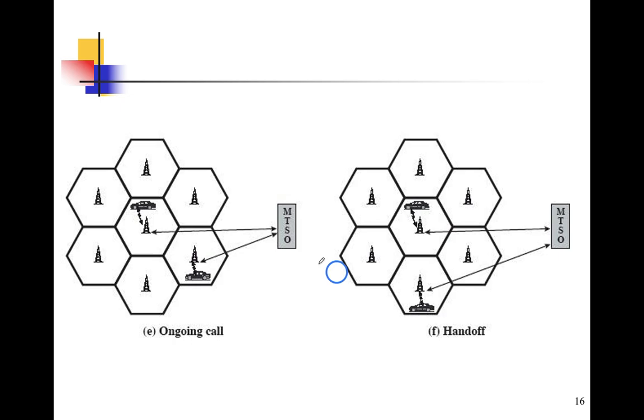So this is an example. If this car is moving over here, the associated base station will differ. This is what we call the handoff process, right.